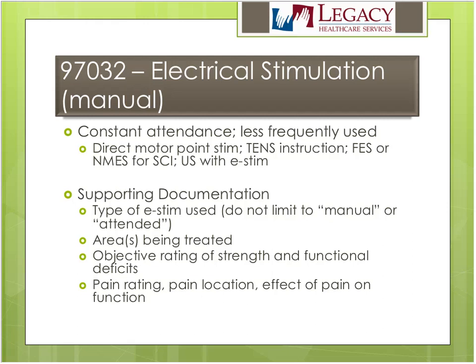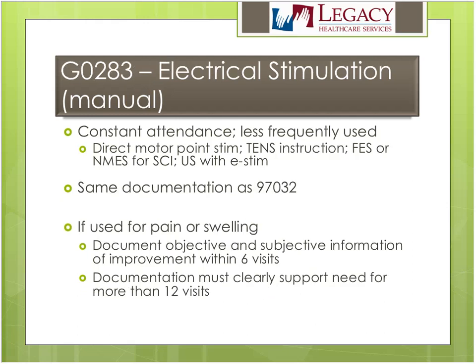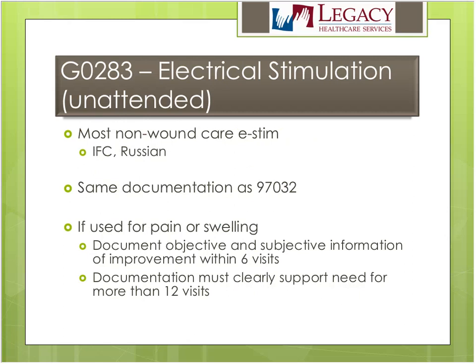And then the documentation is going to be the type of e-stim, such as NMES, what type of e-stim you are providing, where it is being provided, any kind of objective rating that you can get, whether you use strength or the functional deficit, pain location, and the effect of pain on that person's function. The G0283 code is the code that we're going to use the majority of the time because it better describes the intervention that we're providing.